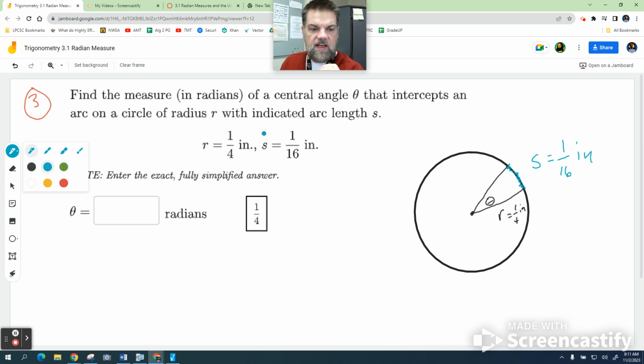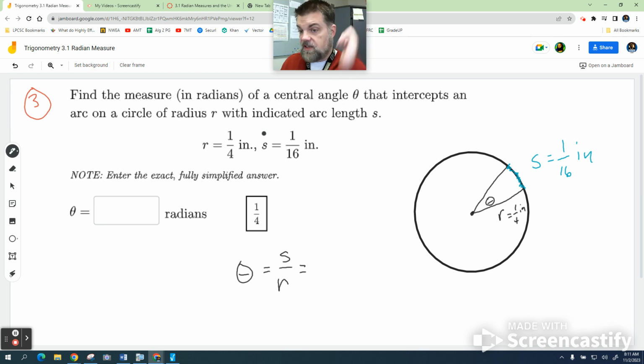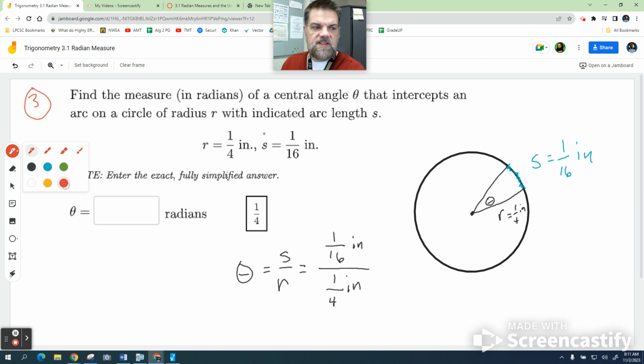So then to find theta, remember that the relationship between those is theta is equal to s over r, but s is the arc length, which is 1/16 inches, divided by the radius, which is 1/4 inches. Now, the reason Mr. Adams writes the units out is that it's a nice way for me to double check. If they're different units, then it won't cancel. So they have to be the same units or they won't cancel. And you might have to convert. We'll go back and do problem number 2, and we'll have to do some conversion.